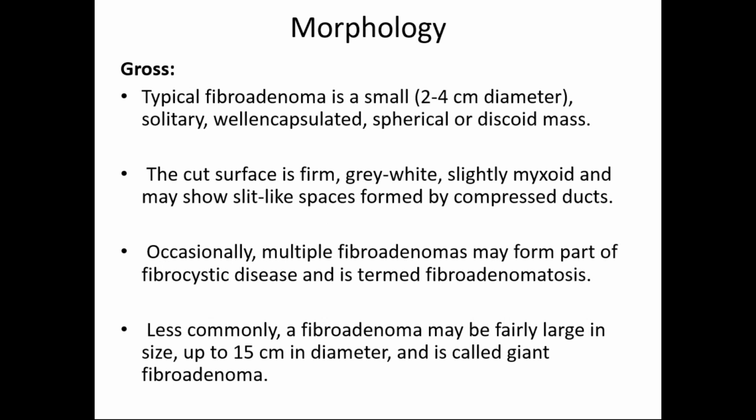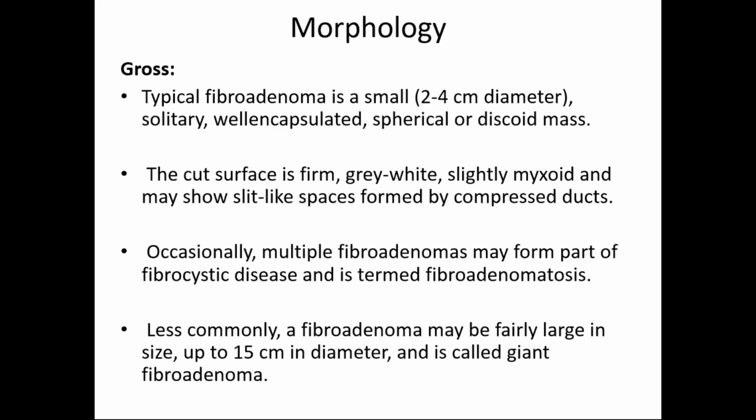Grossly, this typical fibroadenoma, as already said, is 2 to 4 centimeters in diameter. It is solitary, and there is a prominent well encapsulated capsule, and it is a spherical or discoid like mass. When we do a cut section, it shows firm gray white and slightly myxoid areas with slit-like spaces, and these slit-like spaces are formed due to the compression of the ducts.